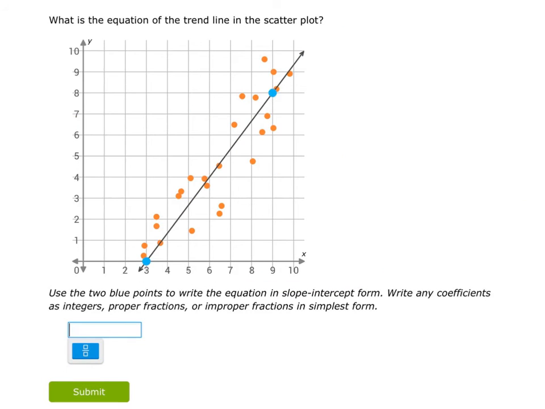Let's try another one. Again, we have a positive trend, as you can see. We are doing the same equation in slope-intercept form, and write any coefficients as integers, proper fractions, improper fractions in simplest form. Okay, as needed. You can use your calculator. So we can make a right angle triangle once again.